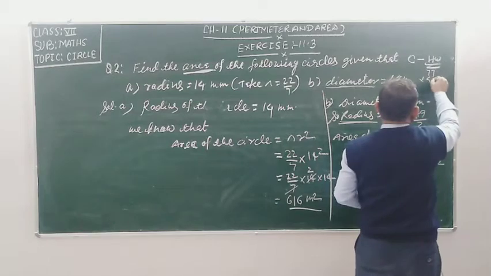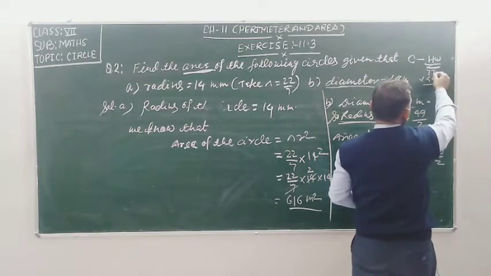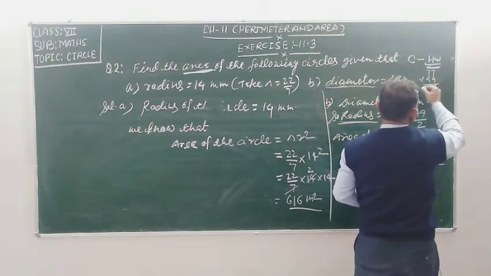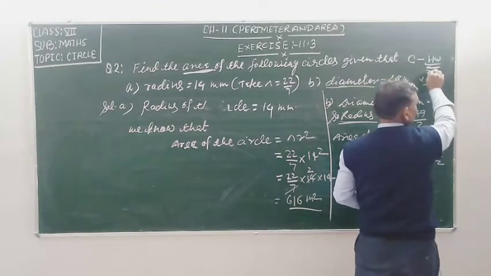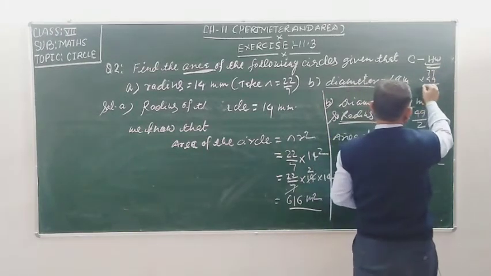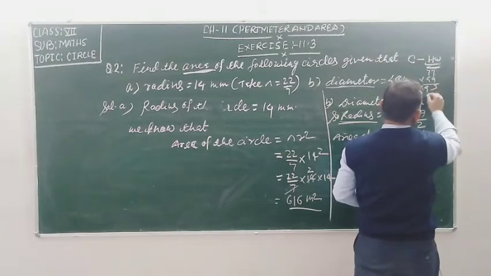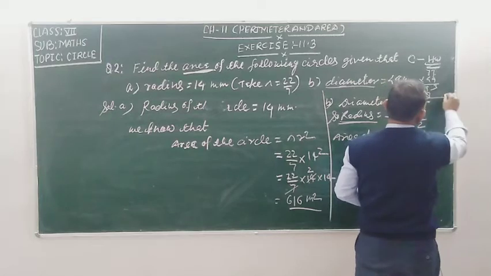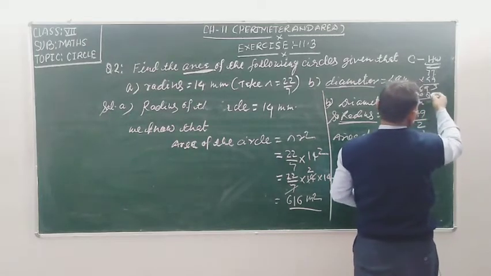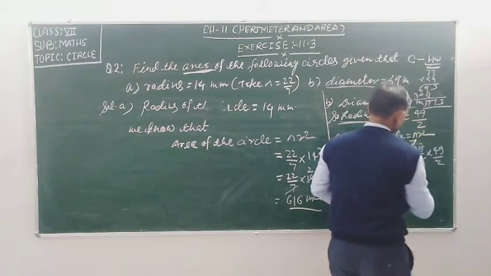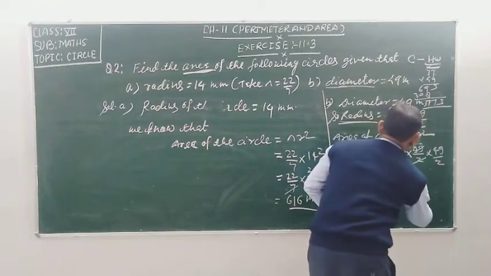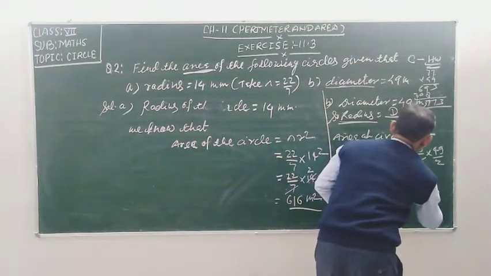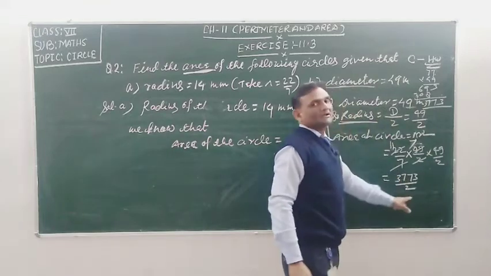77 into 49, multiply here. 9 sevens are 63, 6 is carry, 9 sevens are 63 and 6, 69. 4 sevens are 28, 2 is carry, 4 sevens are 28, 2, 30 and 3. Means we get 3773 upon 2.